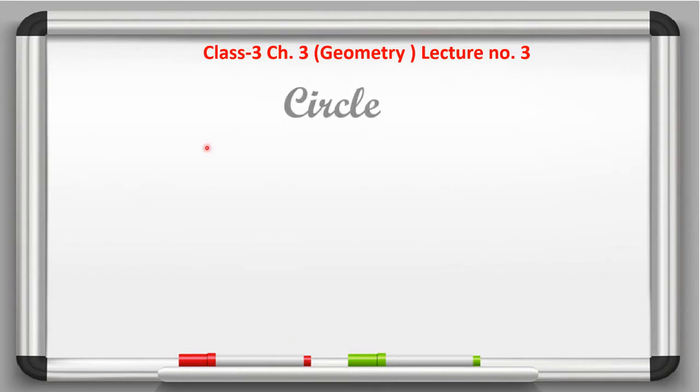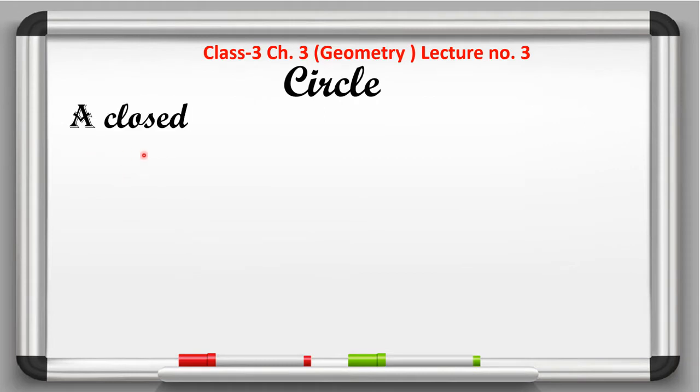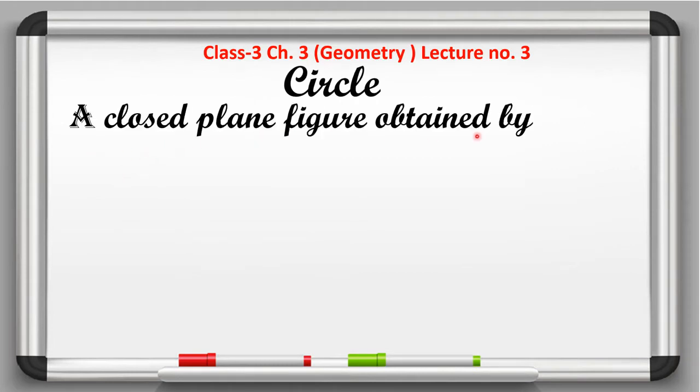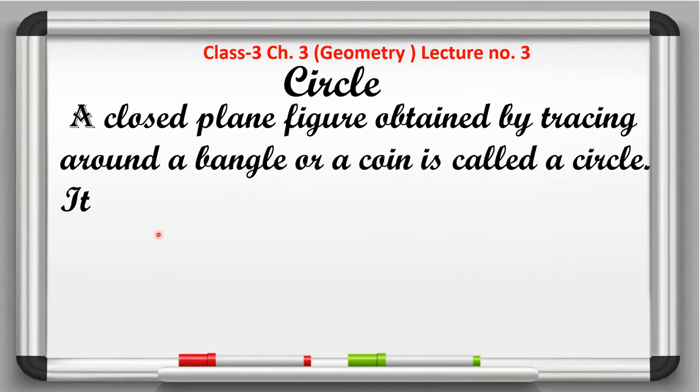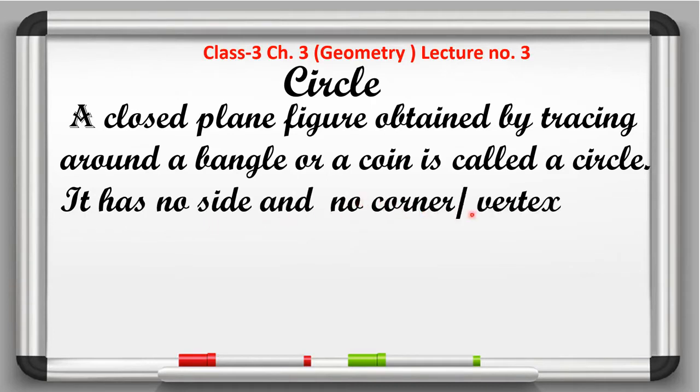Now the next one is circle. A closed plane figure obtained by tracing around a bangle or a coin is called a circle. It has no side and no corner or vertex. So here I am going to show you one circle. This is a circle beta. You can see it has no line segment, okay, and no corner. Is it clear to everyone?